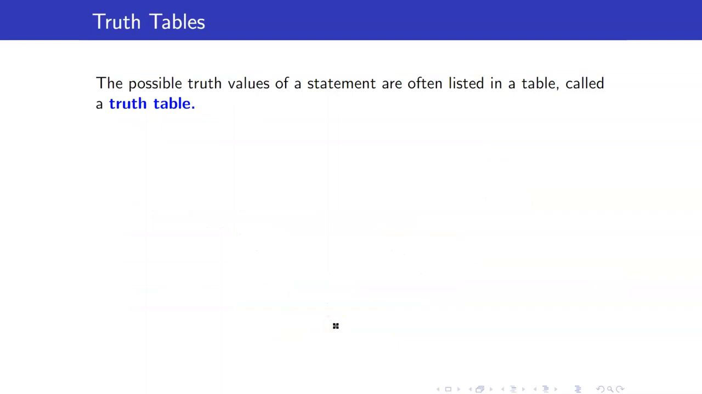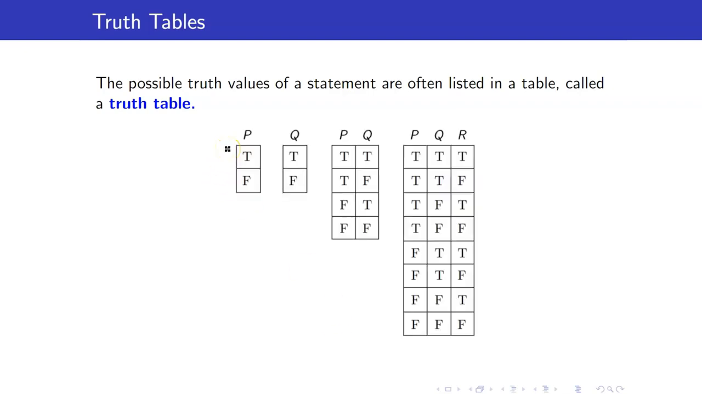Since we are interested with the truth values of statements, we look at all the possible truth values and we call that our truth table. So here are examples. If you have just one proposition, the only possibilities are true and false, and so on. If you have two propositions, P and Q, you will have four possibilities. And then if you have three propositions, you will have 8 possibilities.